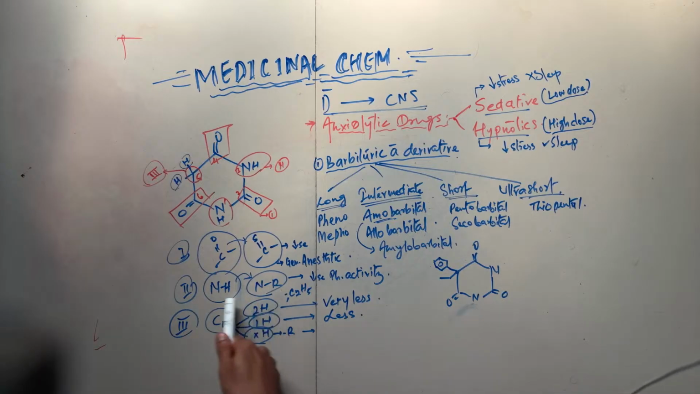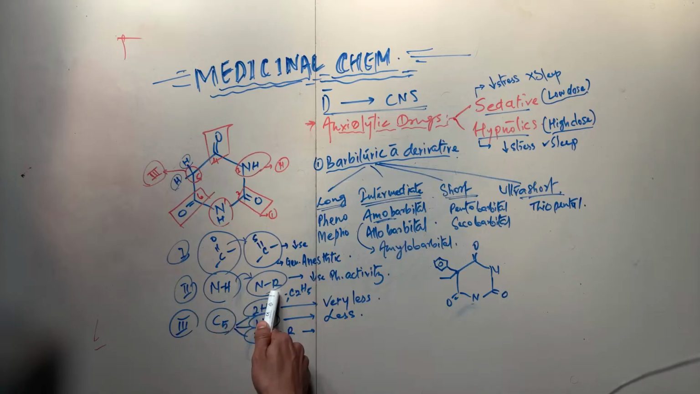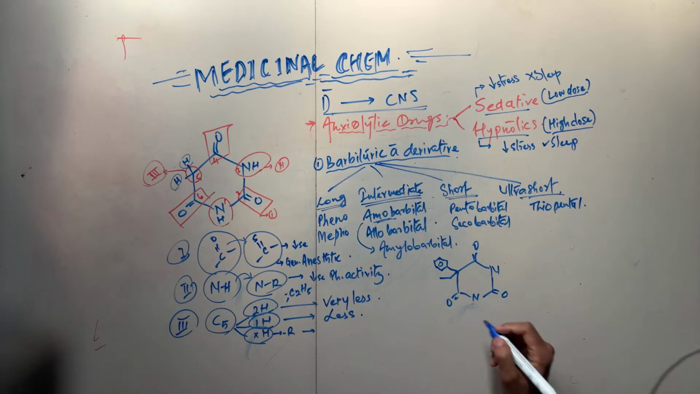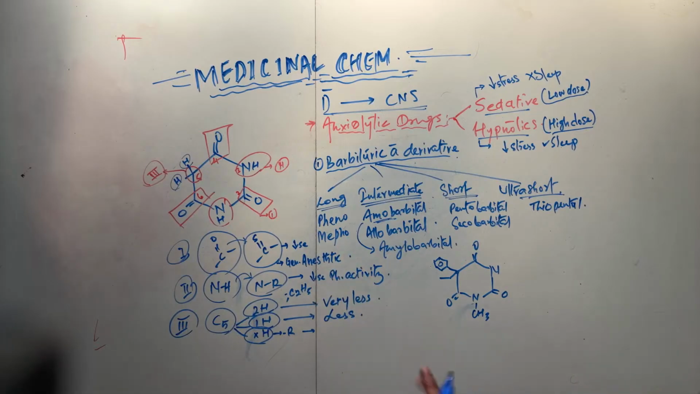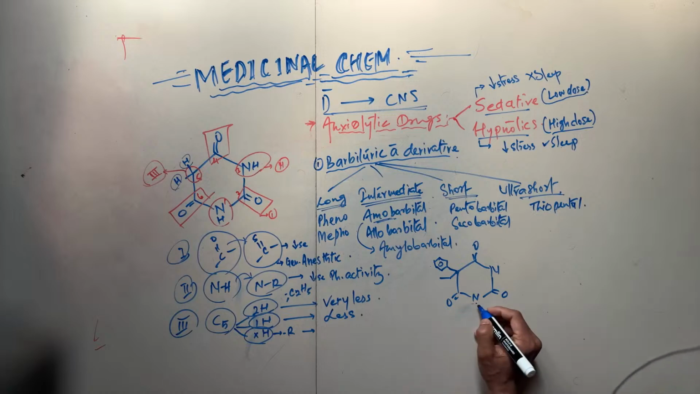Now if this hydrogen is again replaced, what did I tell you? Another modification that can be done is on the nitrogen, that hydrogen can be replaced with any alkyl group, that is alkylation on nitrogen. So now if a CH3 group, methyl group is added there, now it is called mephobarbital. That's it. Structures are very very simple. You have to understand everything and you have to remember properly. So this is called mephobarbital. If this methyl group is not there, this is called phenobarbital.